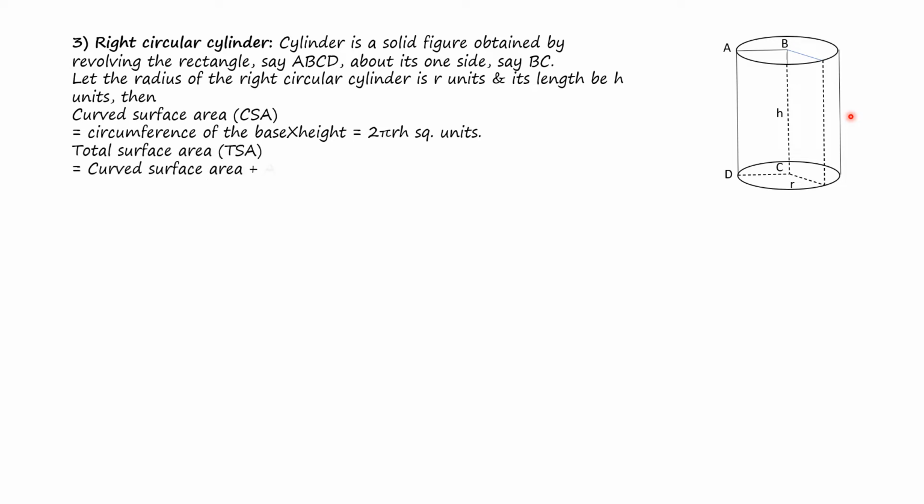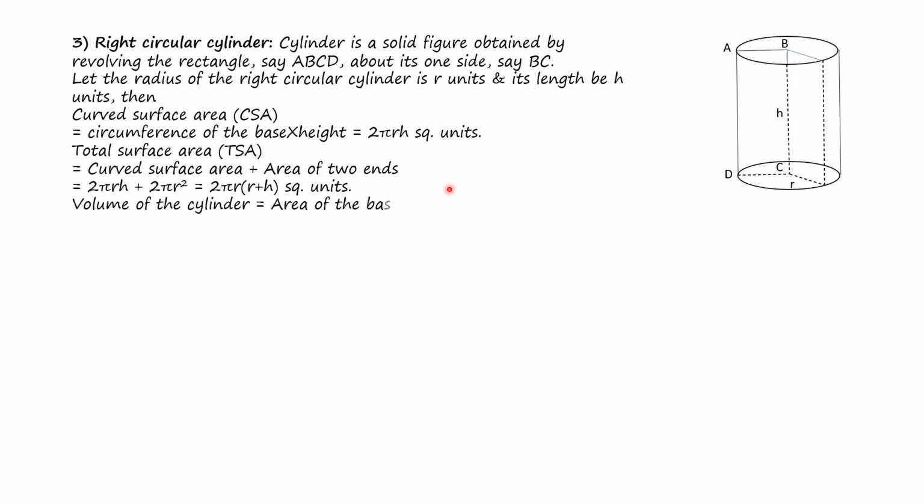Total surface area, or TSA, is curved surface area plus area of the two ends. It is 2πrh + 2πr², or 2πr(r + h), because total surface area is the curved surface area plus the two ends, that means the two circular ends. So it is 2πrh, where 2πrh is the curved surface area, plus 2πr². It is 2πr(r + h) square unit. Volume of the cylinder is equal to area of the base into height, or it is πr²h cube unit.